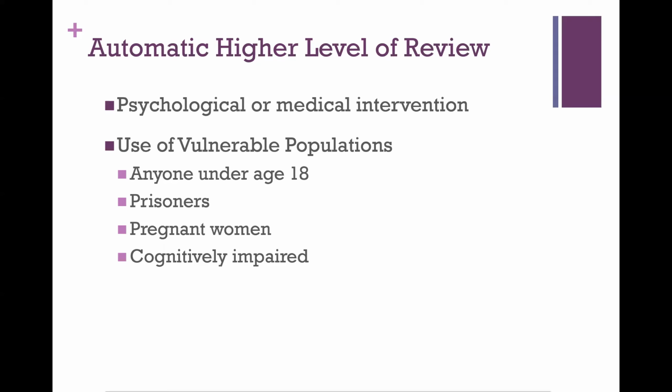Vulnerable populations are groups of subjects who may be at a higher risk for effects of undue influence or coercion on their decision about whether to participate in a research study, or who may be unable to understand the consenting process. Vulnerable populations are anyone under the age of 18, prisoners, pregnant women, and people who are cognitively impaired.